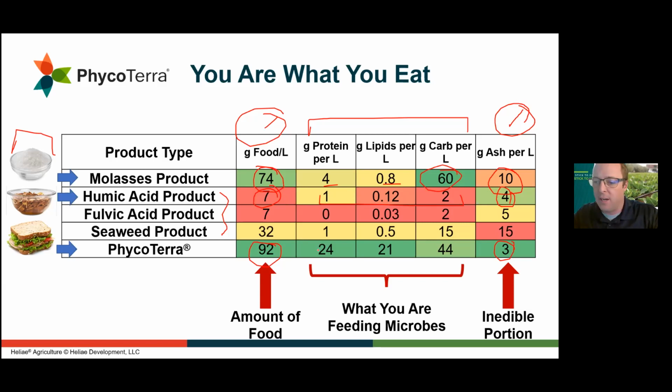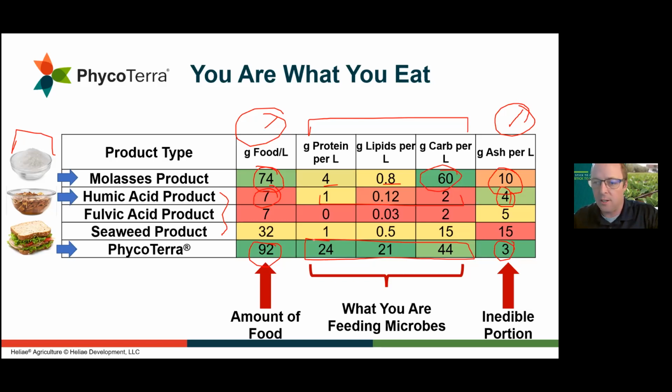When you think about PhycoTerra, we've got a really nice balanced diet, 44 grams of carbohydrates, 21 grams of lipids, 24 grams of protein, and a low impurity load. So you can see how that balanced diet, that turkey sandwich effect, you can pull it out of some of these macromolecule comparisons. So I'll show you the end result. If you are what you eat, let me show you the influence that molasses and humics have on trying to feed the microbiome.